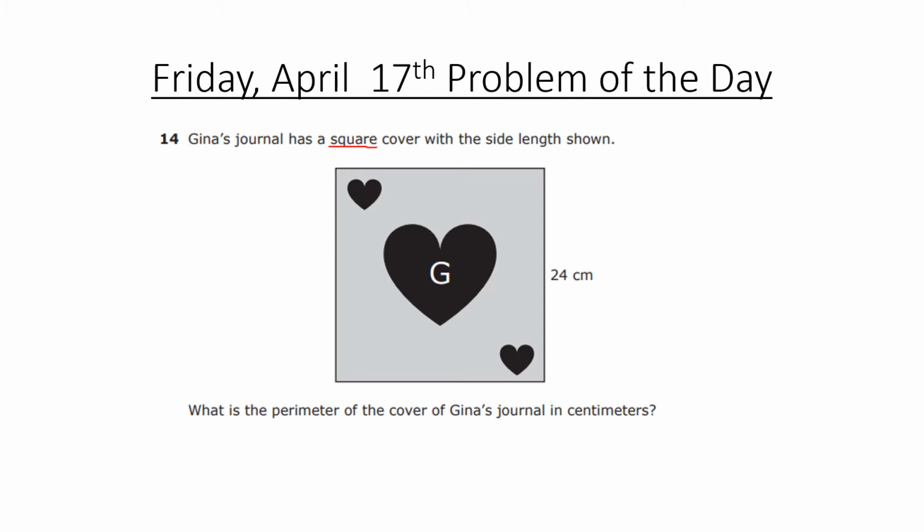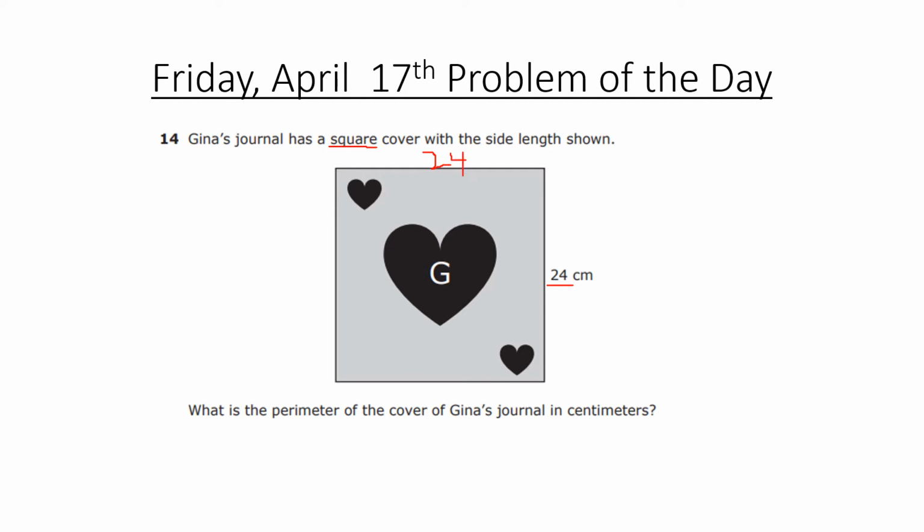I also know it's a square because I'm looking at my picture, and I know that a square has four sides that are all the equal or same length. They have one of the sides labeled for me. So because it's a square, I know that every side is going to be the same length. So if this side is 24, that means every side is 24 centimeters.